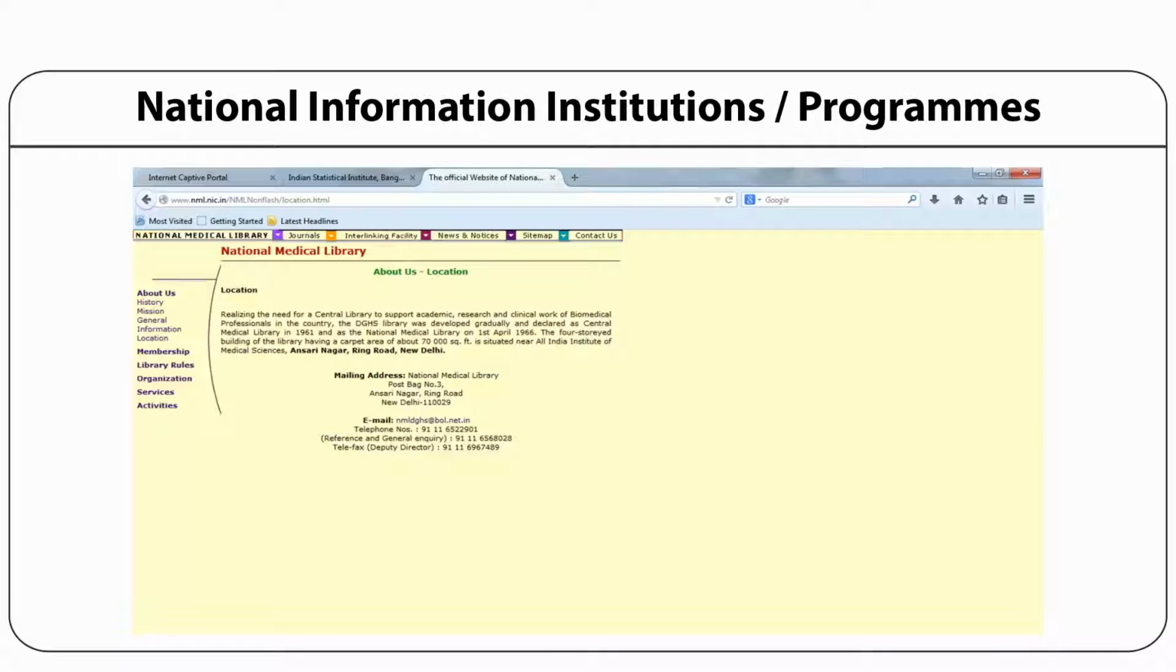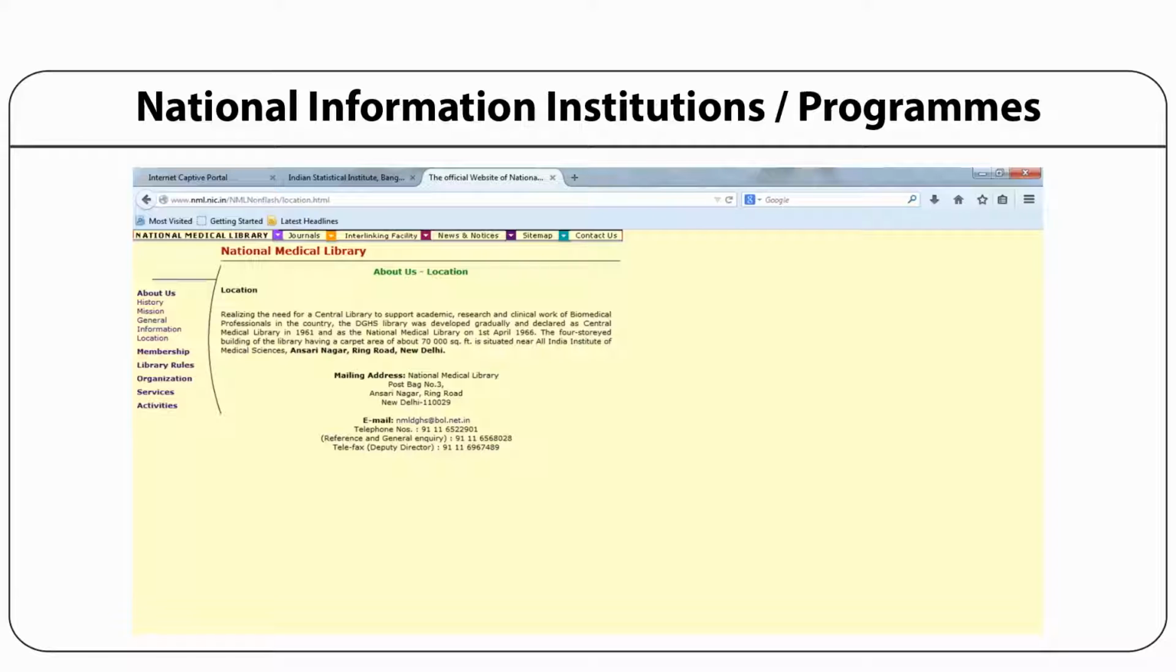The DGHS, or what we call the Director General of Health Services Library, was developed gradually and declared as the Central Medical Library in 1961. And the National Medical Library was set up in 1966.